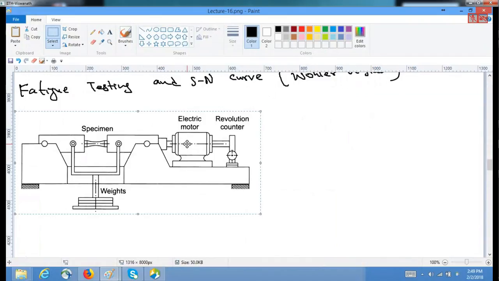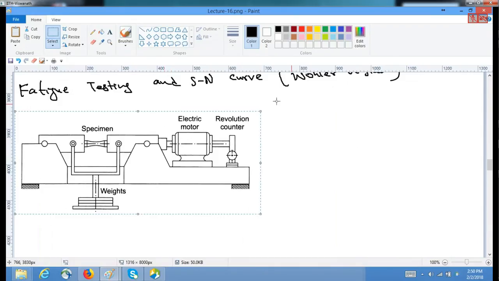So this is a setup of Wöhler's diagram. We will walk you through how this works. This is your standard specimen, which is subjected to torsion, and it's connected to an electric motor, and each revolution is measured using a revolution counter, and the weight is attached to give the loading. Okay, so let us write it.